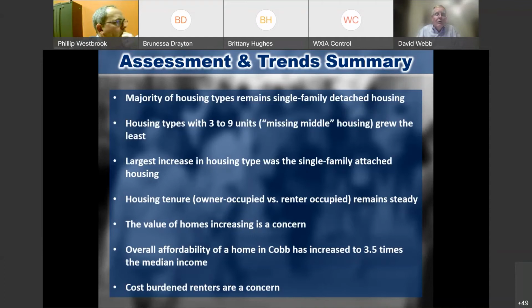And we all know the affordability of a home in Cobb has decreased, which has become a cost burden to a lot of renters trying to move into the county, which is a specific concern for sectors of the population that do not traditionally have a higher wage.